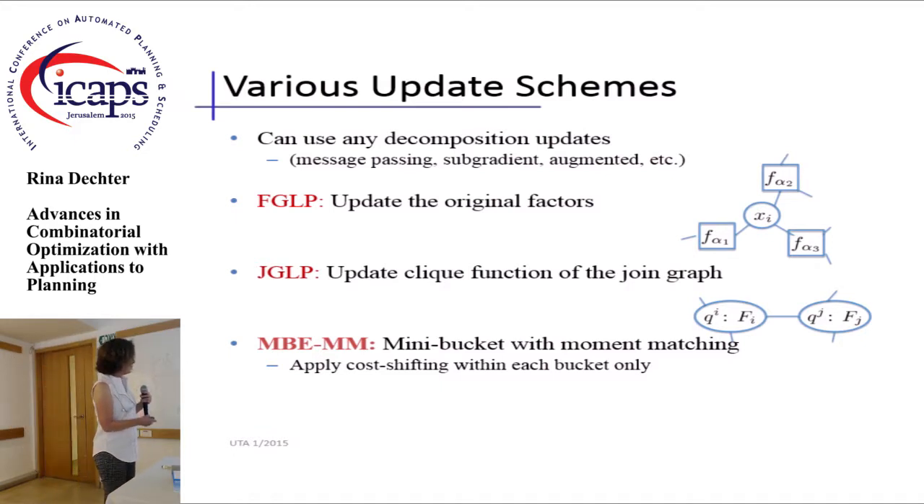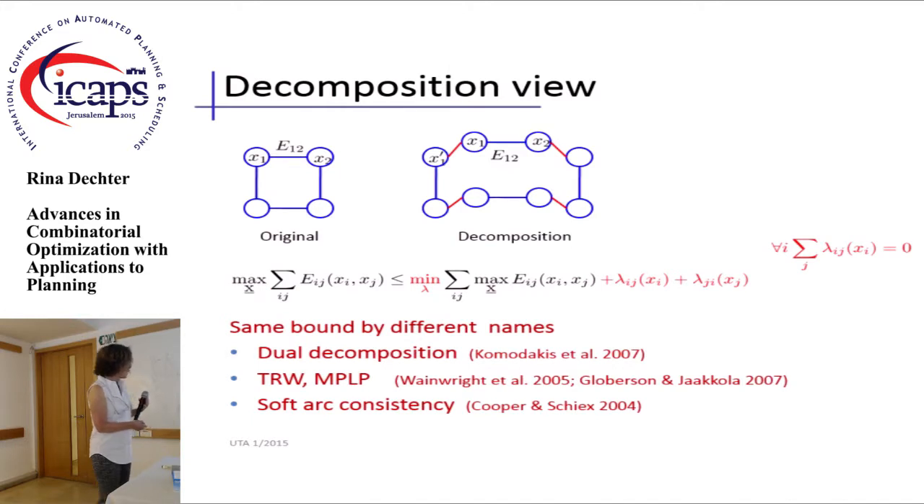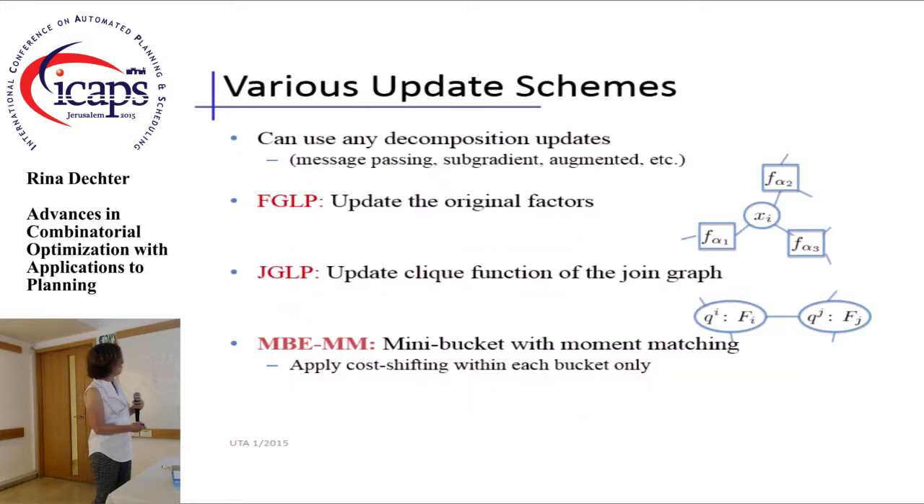The first method, the first idea, is to just use all sorts of methods coming from the literature, like subgradient methods and message passing methods, in order to solve the problem that we said. And one of the algorithms is factor graph linear programming. This is our version of MPLP.